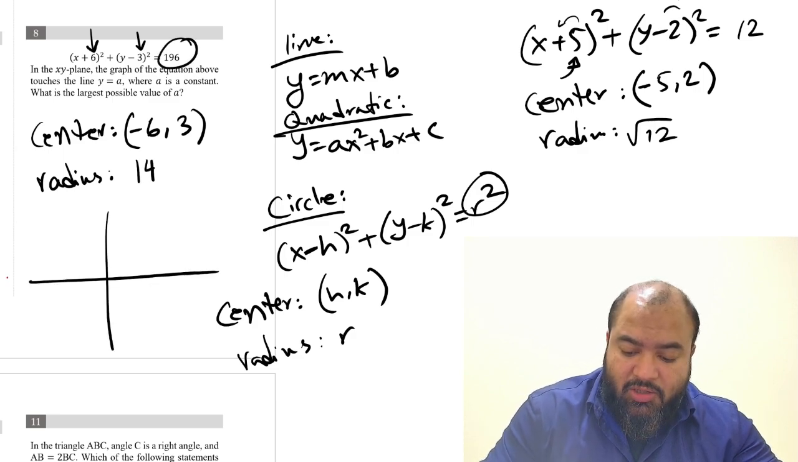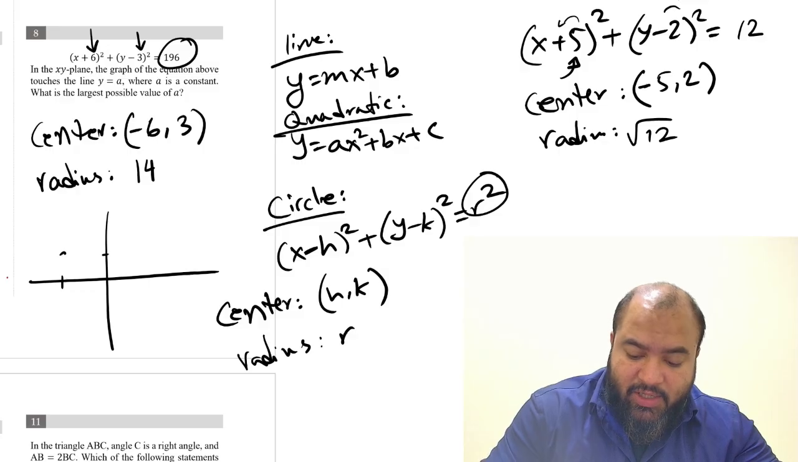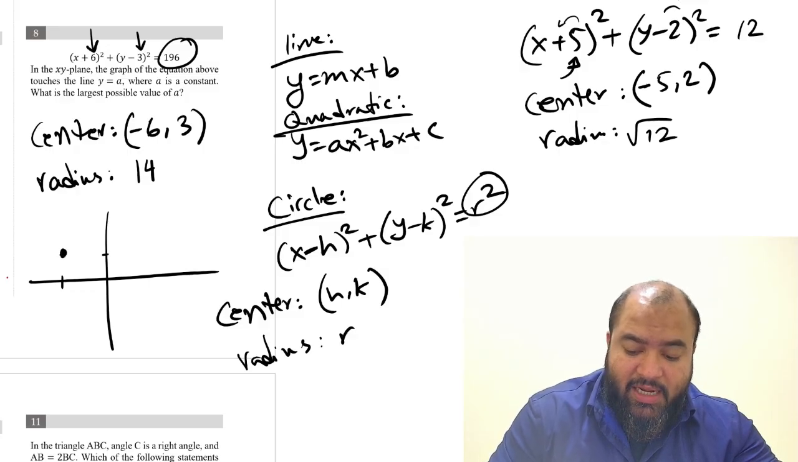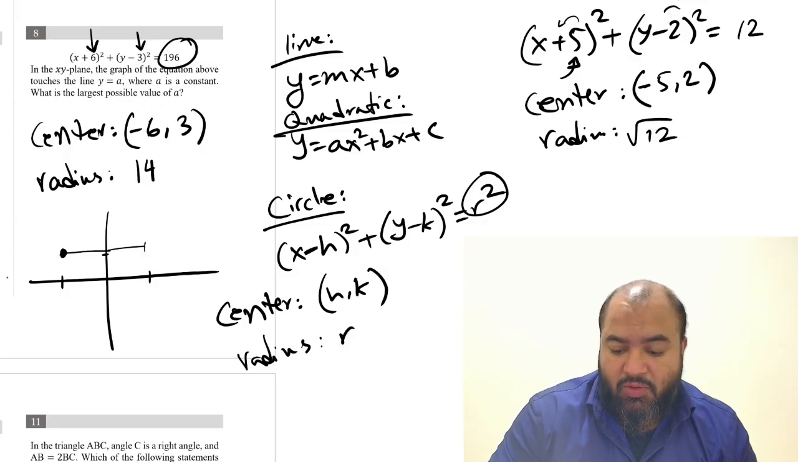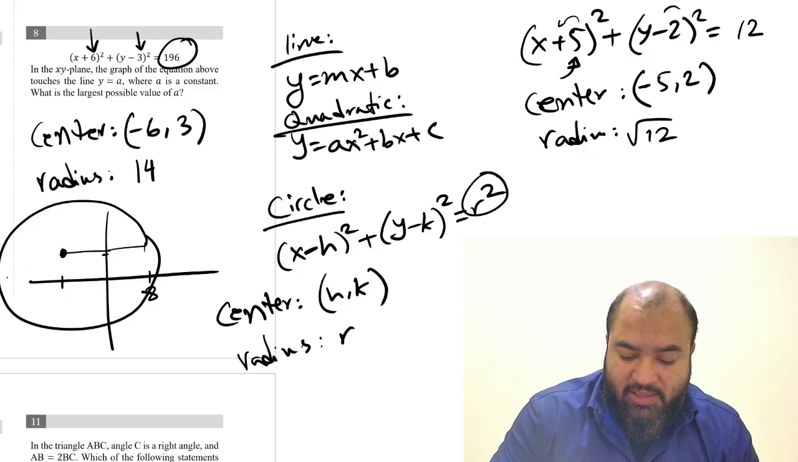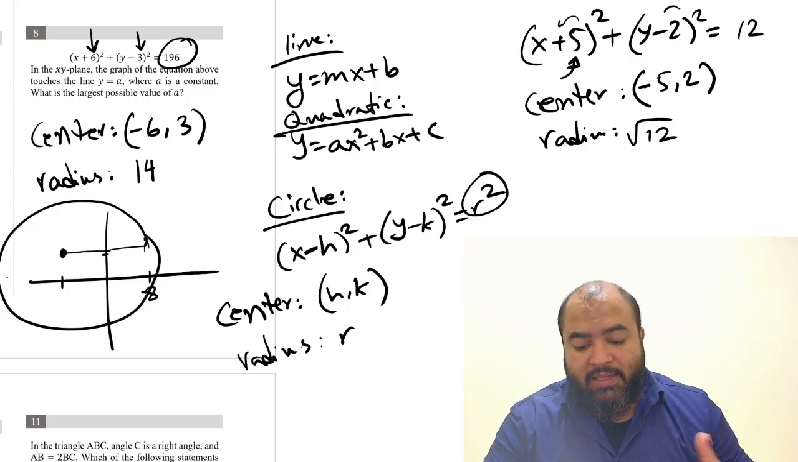So whatever the circle is, it's going to go negative 6, up 3. This is the center, and it will have a radius of 14. So 6 and more. So let's say here, 6 plus 8 would be 14, so it will be 8. So something like this. Okay, so that would be the drawing of the circle.